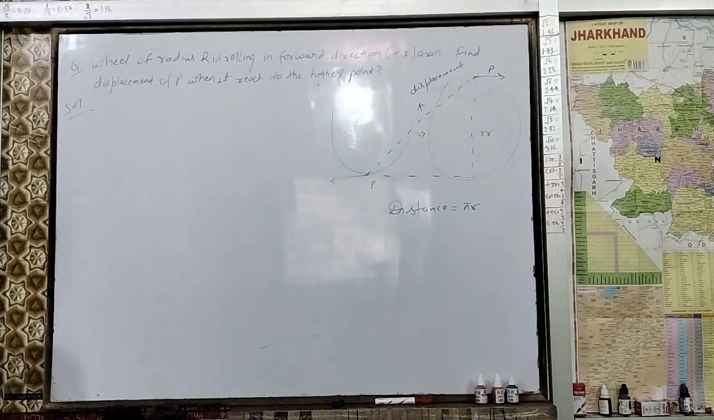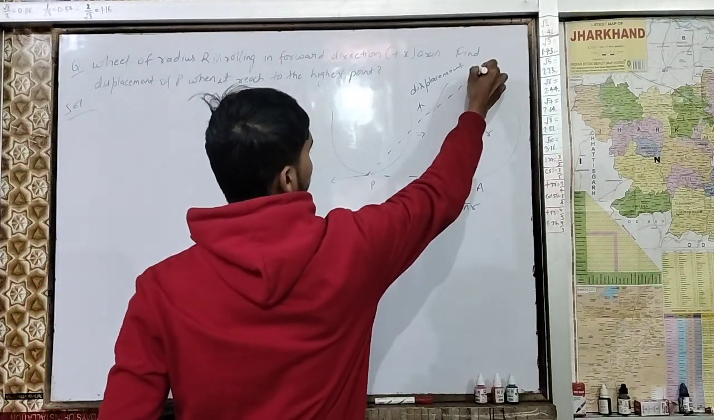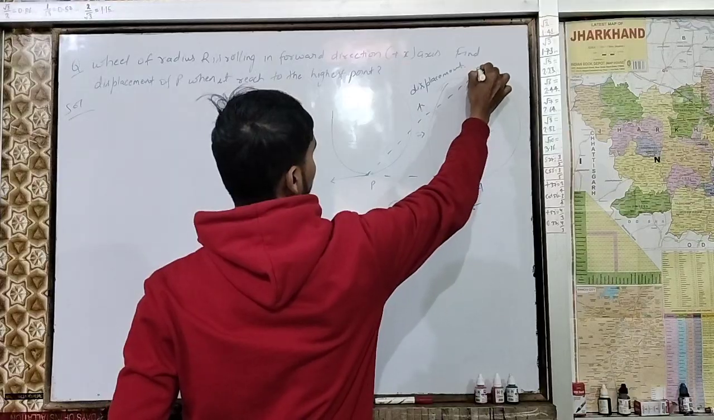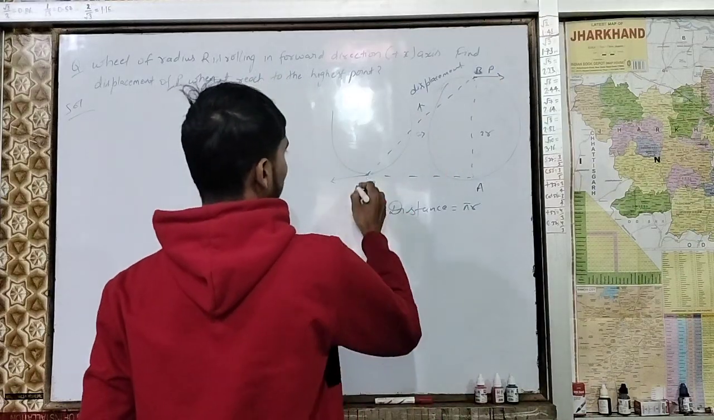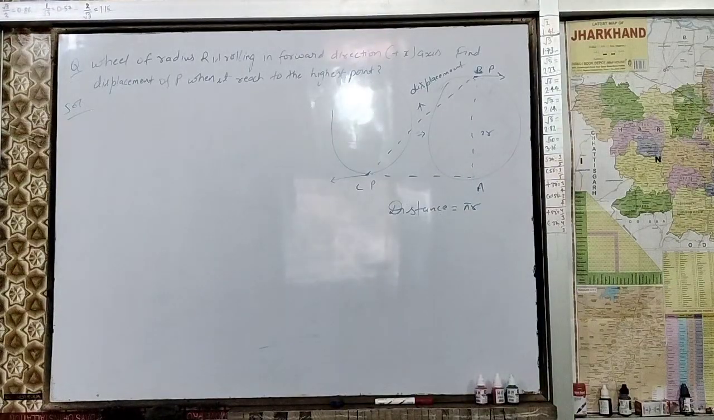Hypotenuse. Let's say this point is A, B, P, A, B, C. So BC is our displacement.